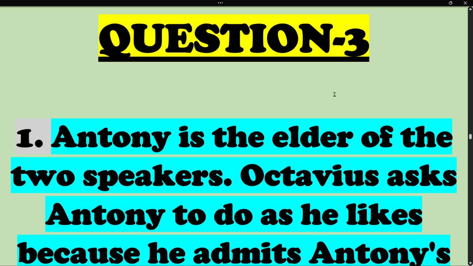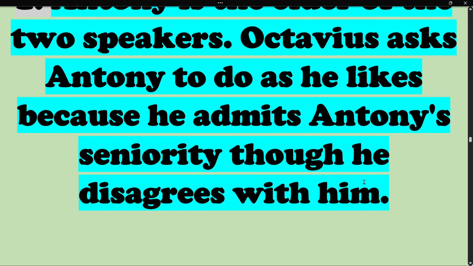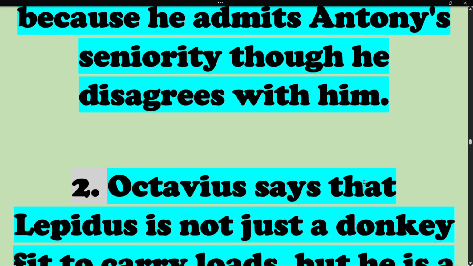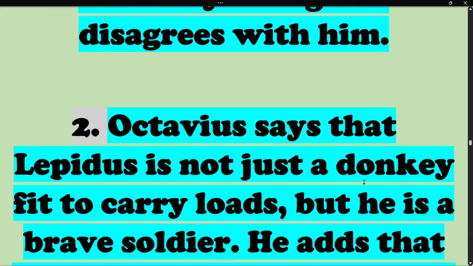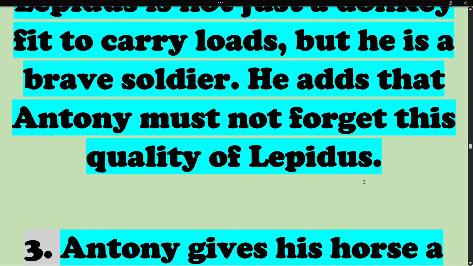And first, Antony is the elder of the two speakers. Octavius asks Antony to do as he likes because he admits Antony's seniority, though he disagrees with him. Now, second answer. Octavius says that Lepidus is not just a donkey fit to carry loads, but he is a brave soldier. He adds that Antony must not forget this quality of Lepidus.